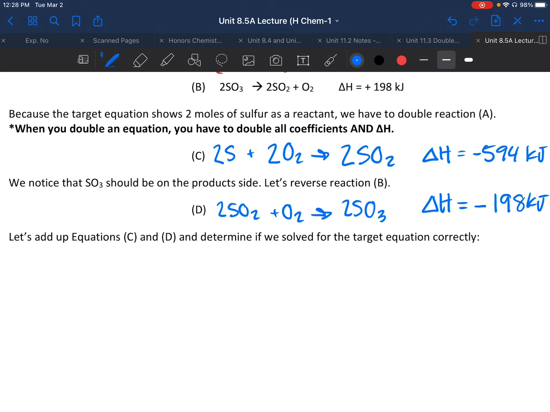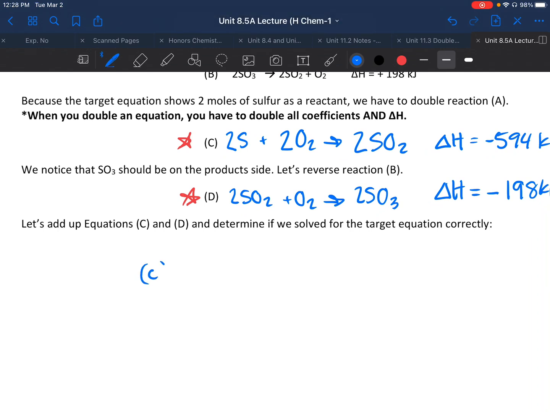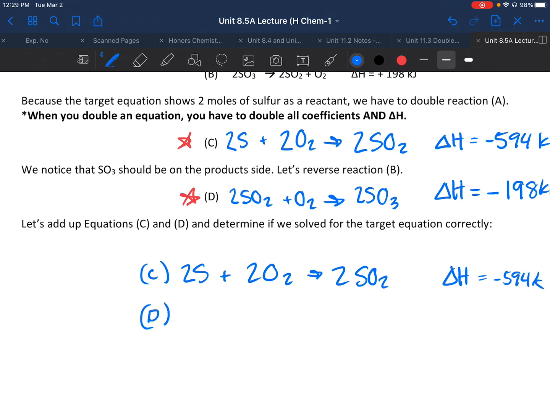I'm going to add up our two new reactions, C and D. So I'm going to rewrite them down below. C is 2S plus 2O2 goes to 2SO2 with a delta H equal to negative 594 kilojoules. D is 2SO2 plus O2 goes to 2SO3 with a delta H of negative 198 kilojoules.